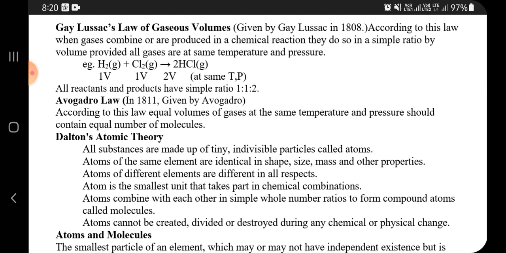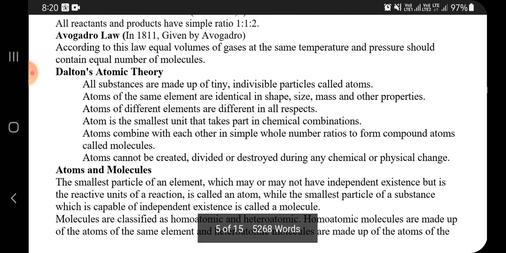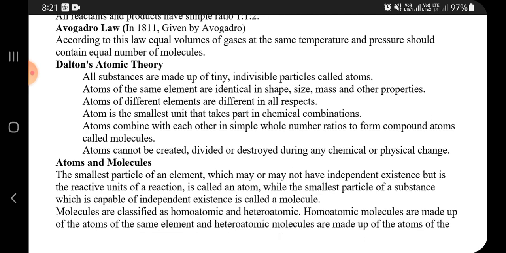Gay-Lussac's law. According to this law, when gases combine or are produced in a chemical reaction, they do so in a simple ratio of volume, provided all gases are at the same temperature and pressure. Then Avogadro's law. According to this law, equal volumes of gases at the same temperature and pressure should contain equal numbers of molecules.